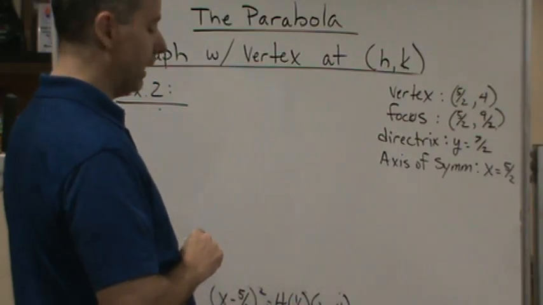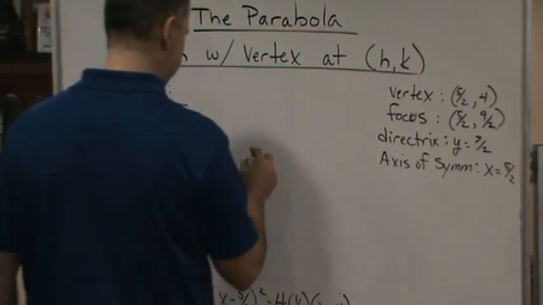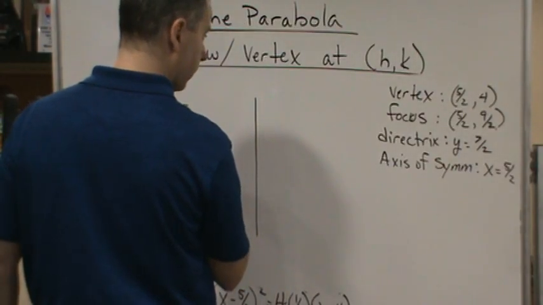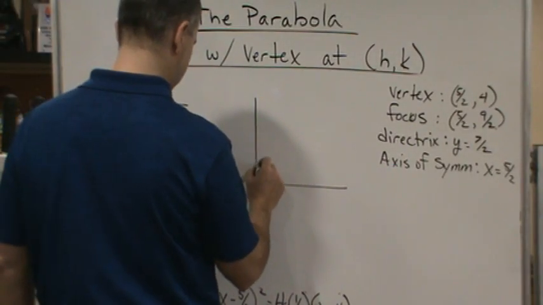Okay, now what else do they ask us? Vertex, focus, focal diameter. Well, let's graph it first. So we've got this. Let's just make sure we have everything where we want it.